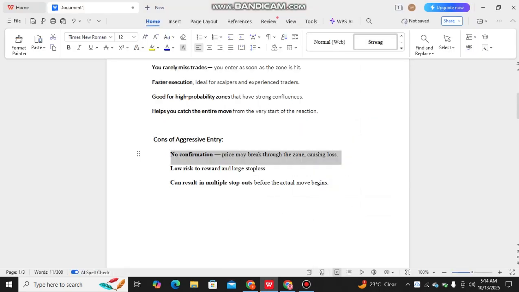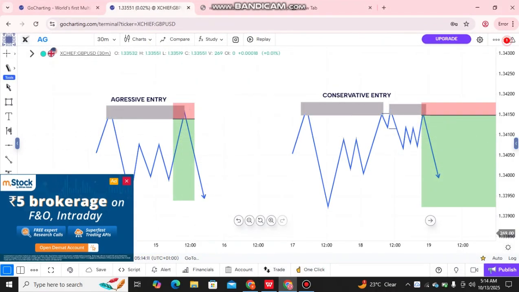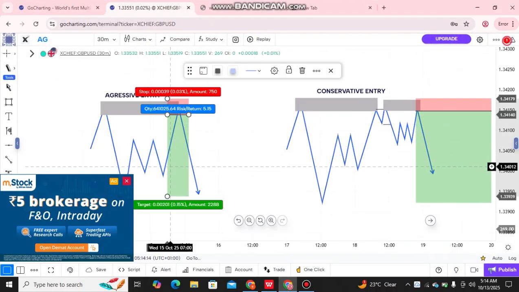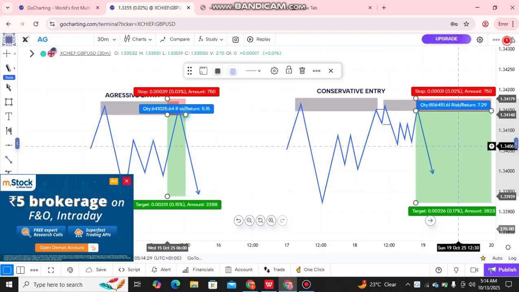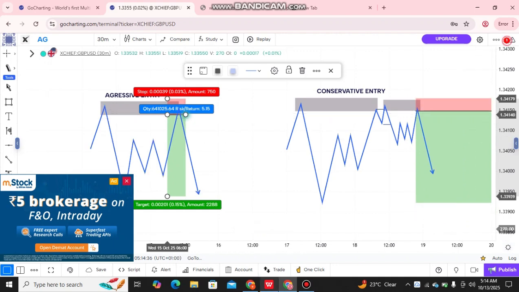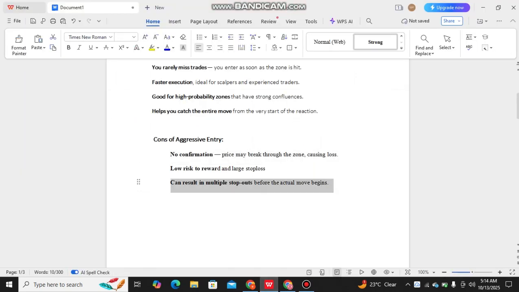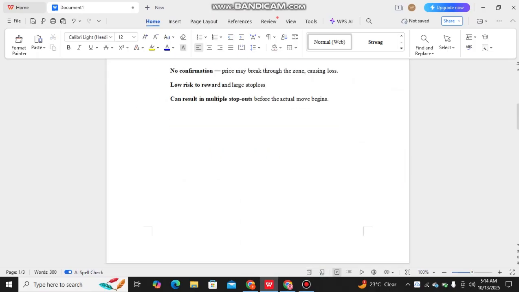And number two is low risk to reward and larger stop loss. So can you compare the risk to reward? This is a 1 to 5, and this is a 1 to 7. Because our stop loss is large because of our big zone, our stop loss has to be large as well, and our risk to reward will be affected, making it not as much as a conservative entry. For example, we have a 7.29 risk to reward, and here we have a 5.15, and then it can result in multiple stop outs before the actual move begins. Yeah, so that's it for aggressive.